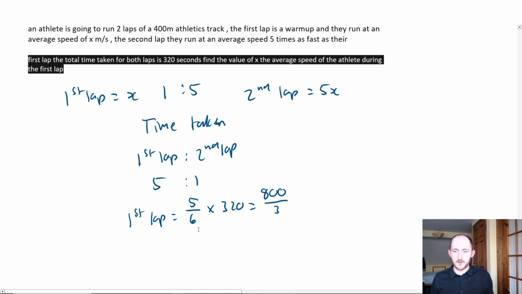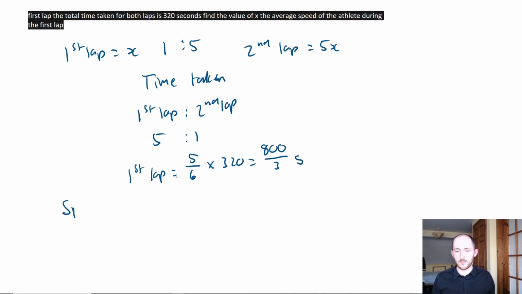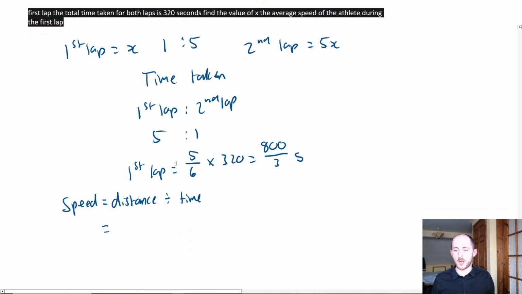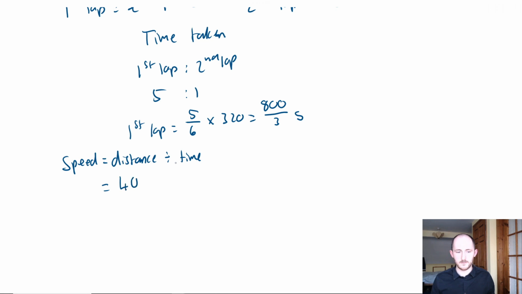Where did the 5/6 come from? I've changed this ratio into a fraction. So 5/6 of the total time is the first lap. Inversely proportional, yeah, exactly. So this is the time, in seconds. Now, if they want me to work out the speed, it's just distance over time. What's the distance? The distance is 400 meters. So it's 400 divided by 800 over 3.